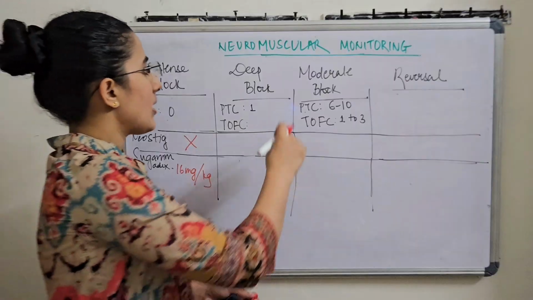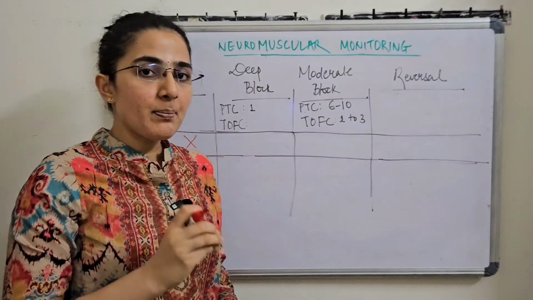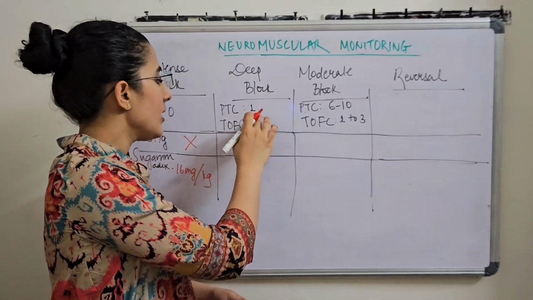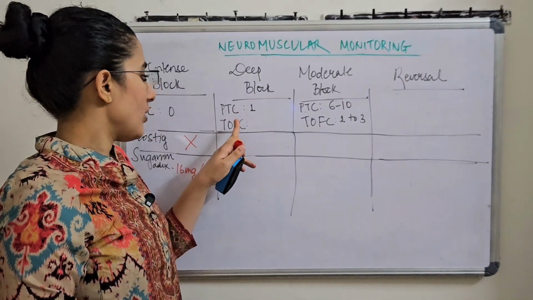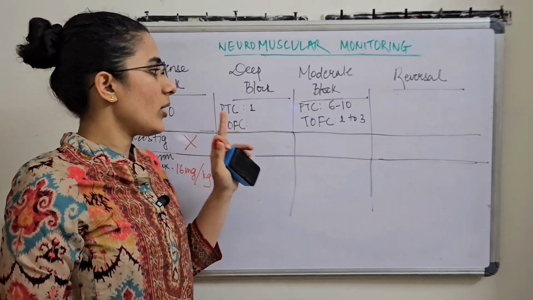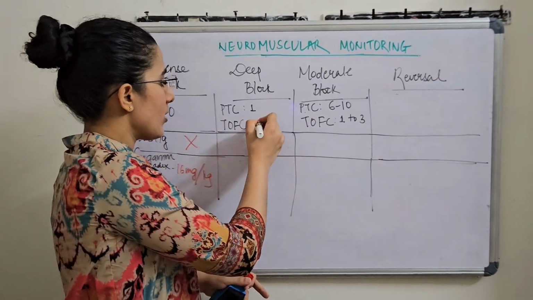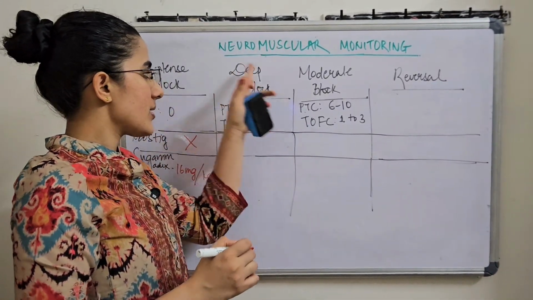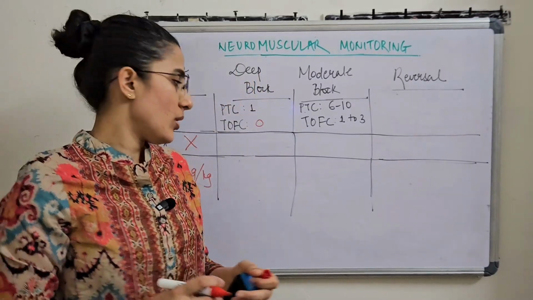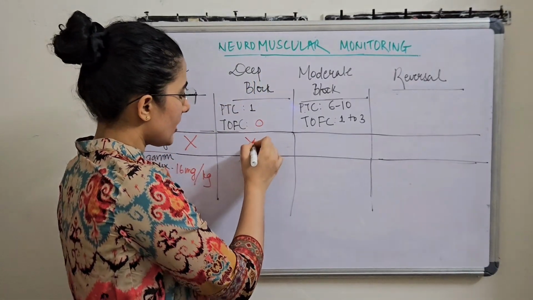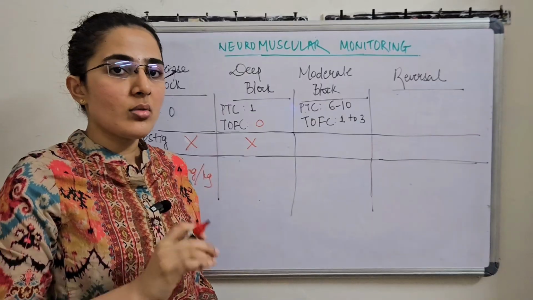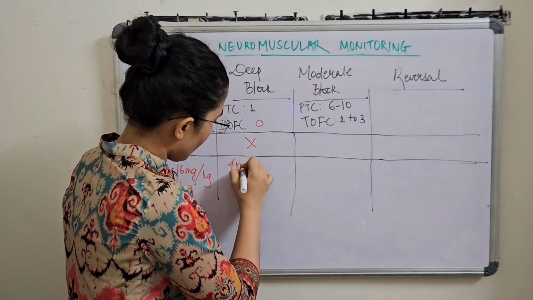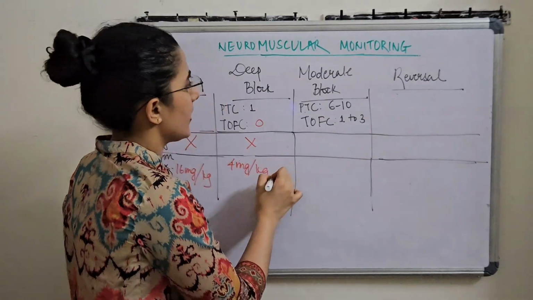Next we come to what is called the deep block. In deep block, the post-tetanic count will be 1, and the TOF count may or may not come; it will usually be absent. Such a block is called the deep block. Here also neostigmine cannot be used to reverse the neuromuscular blockade, whereas Sugammadex is used at the dose of 4 milligram per kg.